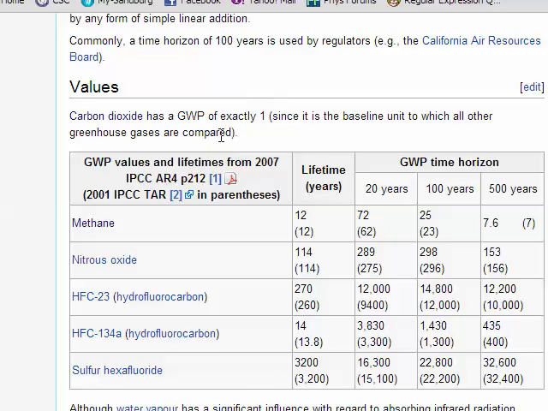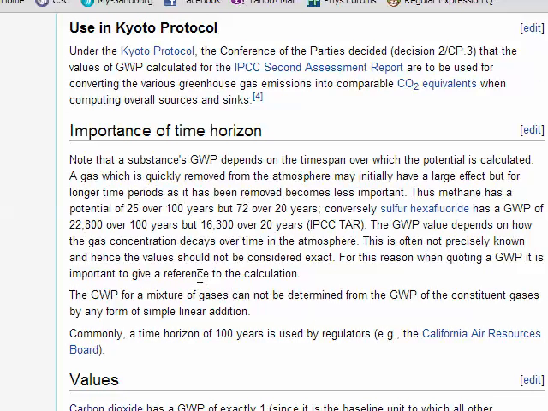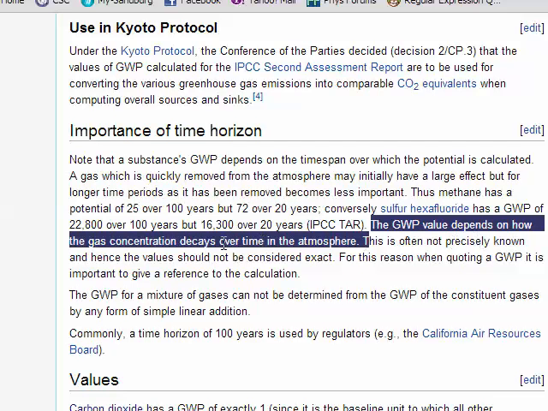So let's say, for instance, what if carbon dioxide's global warming potential is, like, if you get over a certain temperature, it's basically nothing, and then you're dividing by nothing. Something divided by nothing would be, say, 16,300 or 12,000 or something, some big scary number like that. And it appears that they assign a little bit more complexity to the thing. Methane has a potential of 25 over 100 years, but 72 over 20 years, because the GWP value depends on how the gas concentration decays over time in the atmosphere.